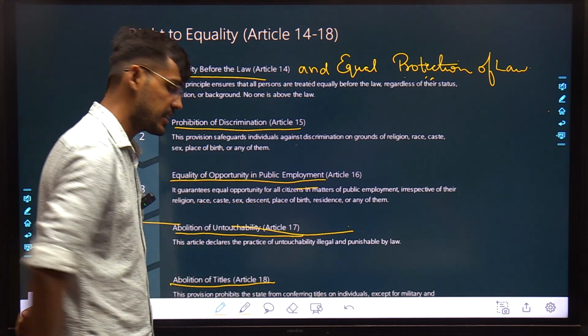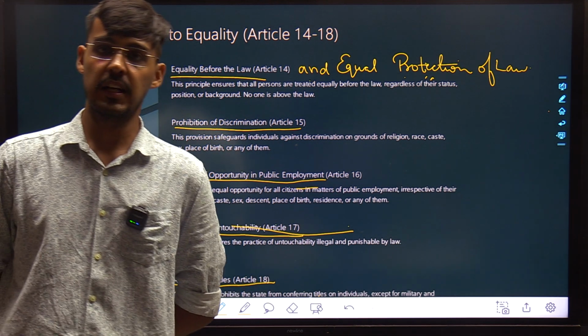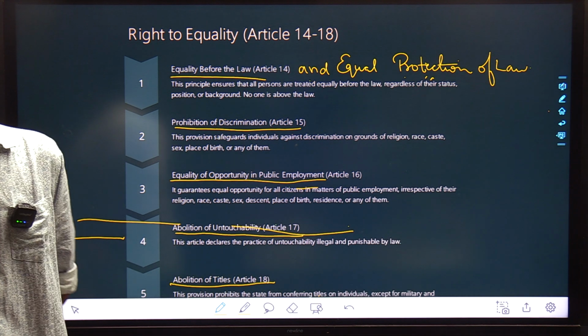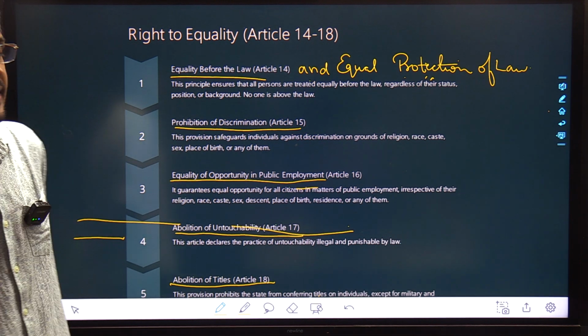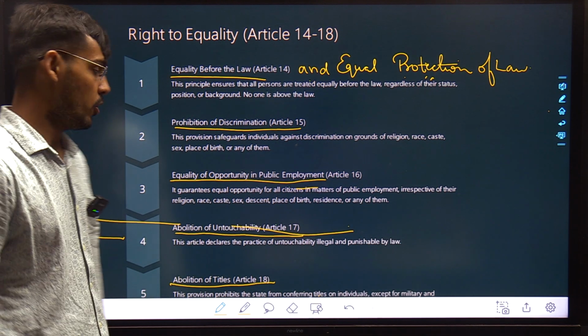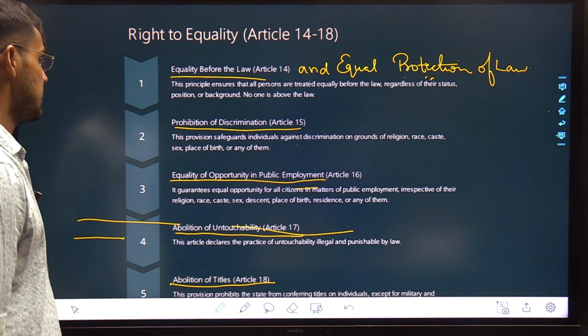There are various titles given by the government, the central government. For example, Bharat Ratna, Padma Vibhushan, Padma Bhushan, etc. We will be discussing these also. So these are 5 articles.